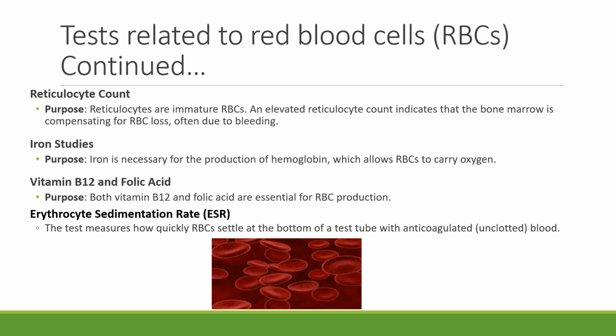Iron is necessary for the production of hemoglobin, which allows RBCs to carry oxygen. Iron deficiency leads to the production of small, pale red blood cells.